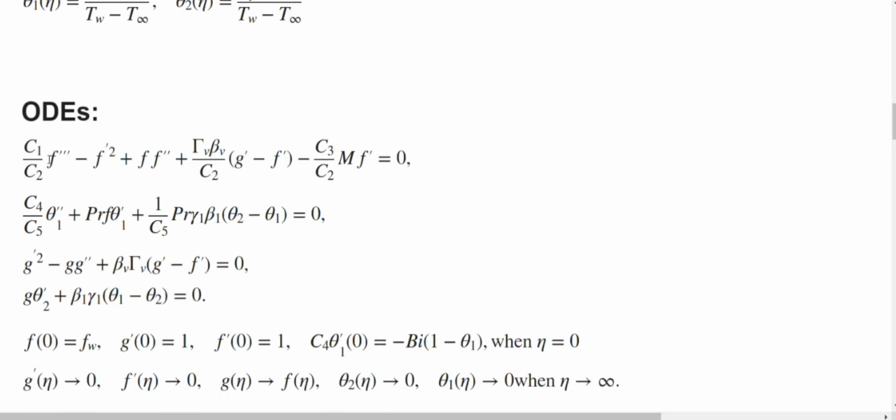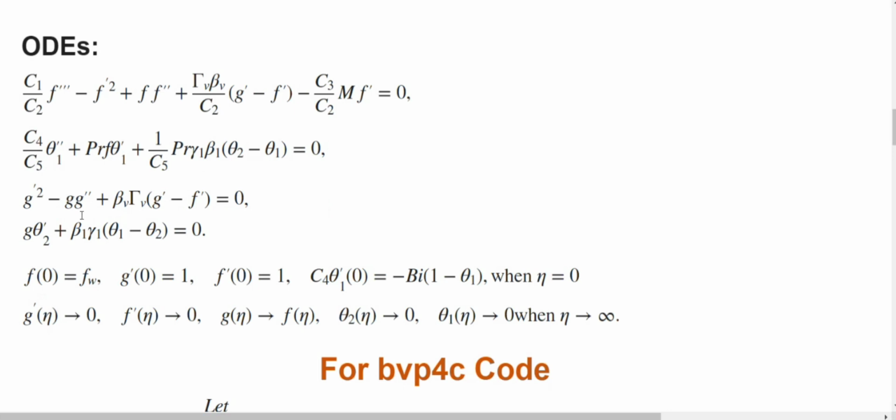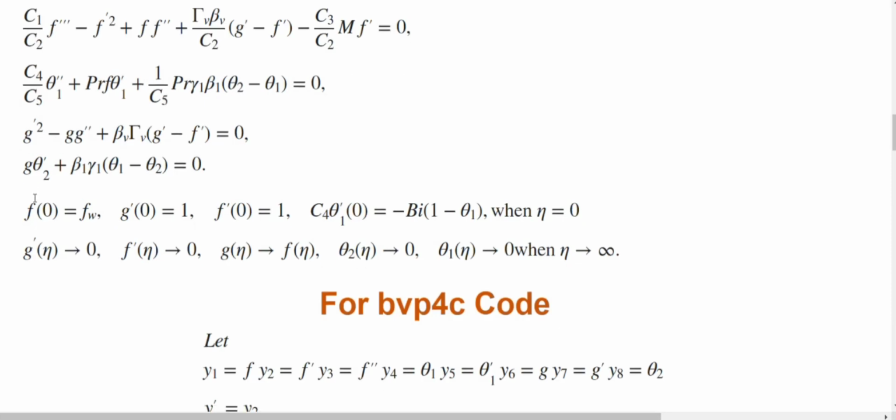What we see is that the first ODE has an order of 3, since F has a third order ODE, theta 1 is a second order ODE, G is a second order ODE, and theta 2 has first order. So the total order of these ODEs is 3, to 5, to 7, then 8. It means that we need 8 boundary conditions. Now look at the boundary conditions they provided in the paper.